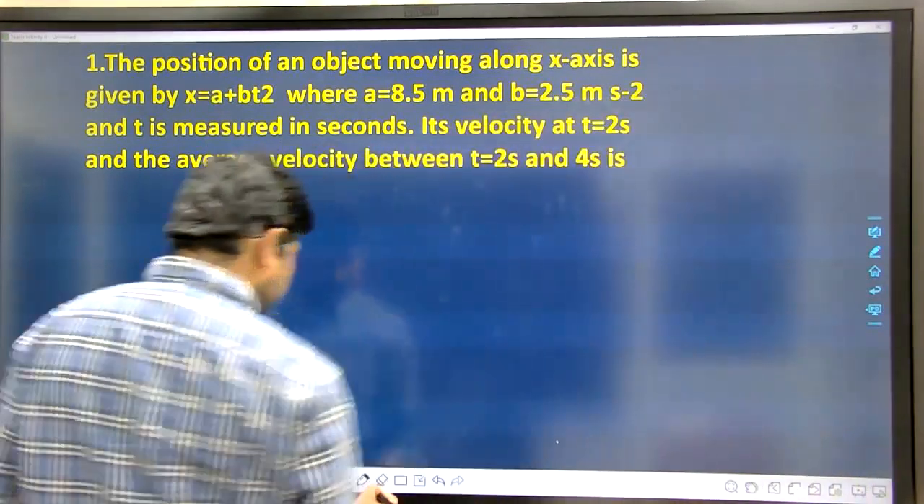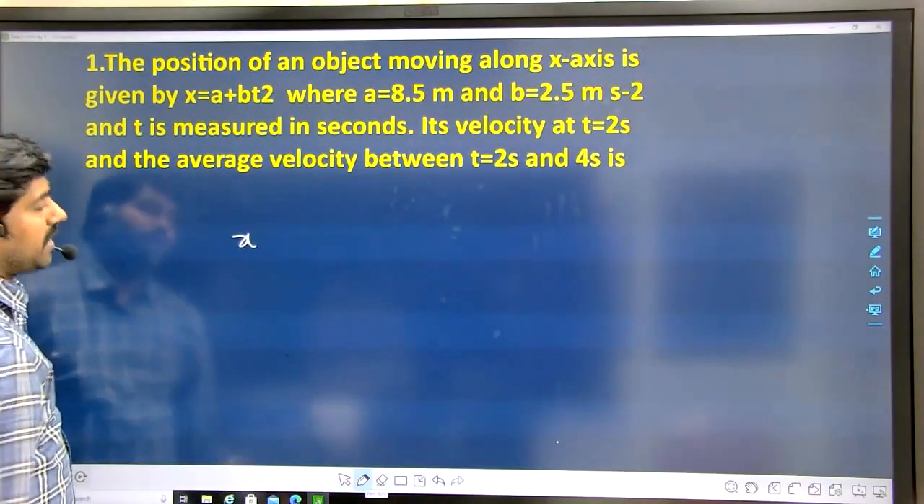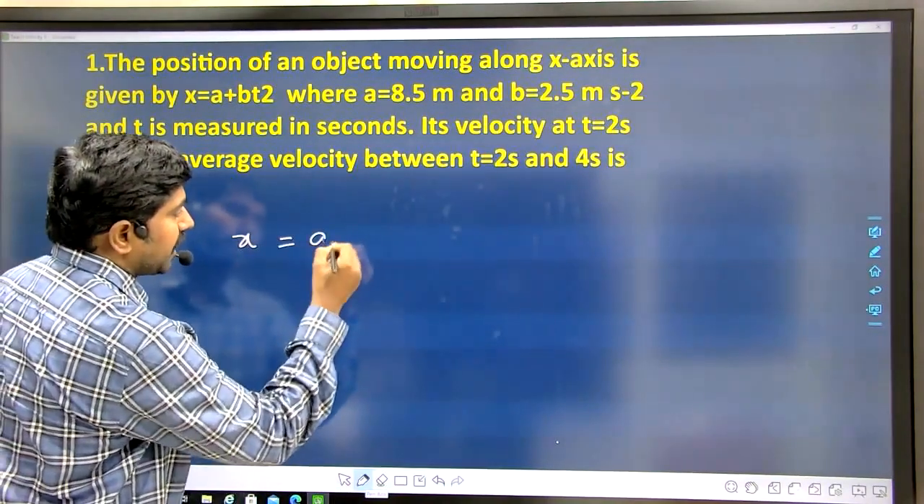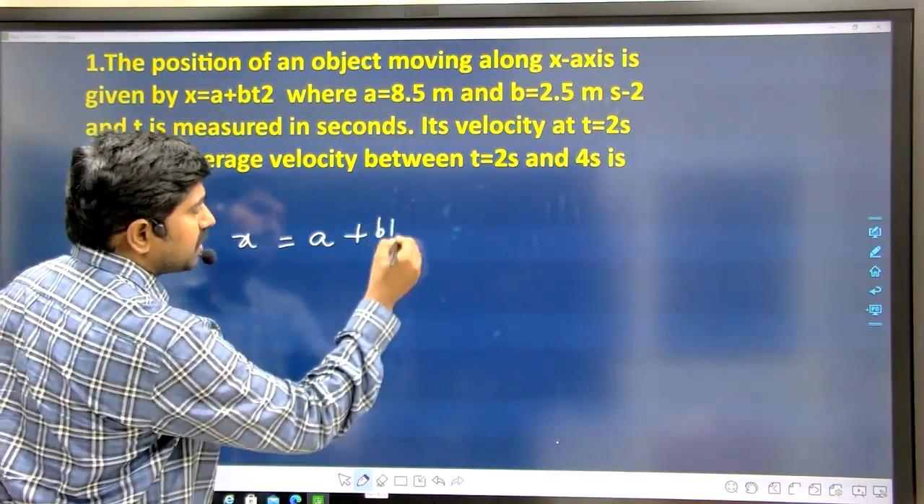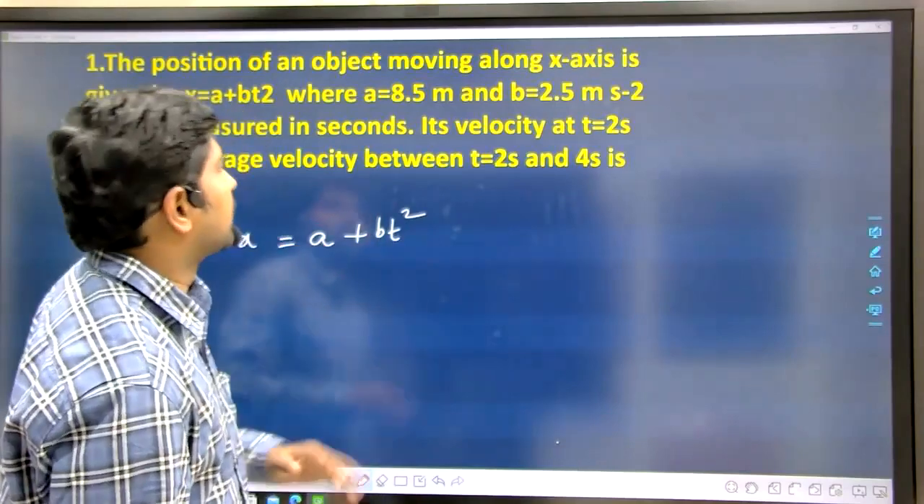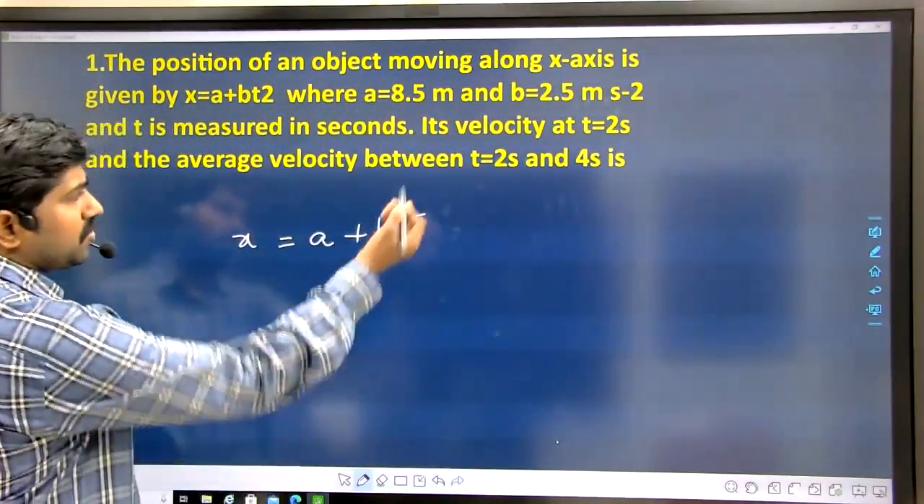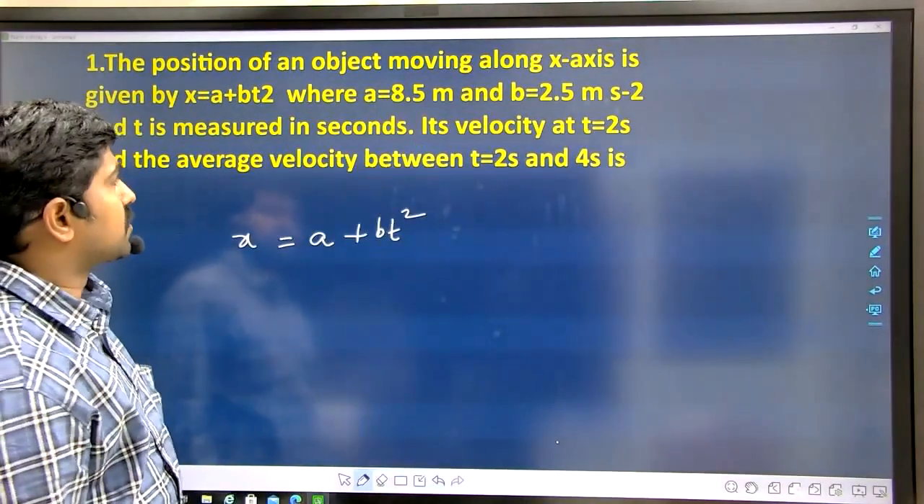The equation gives the relation between position x and time t. What is the relation given? x is equal to a plus b t square. And of course, a value is given, b value is also given. Later on, we can substitute the a and b values also.